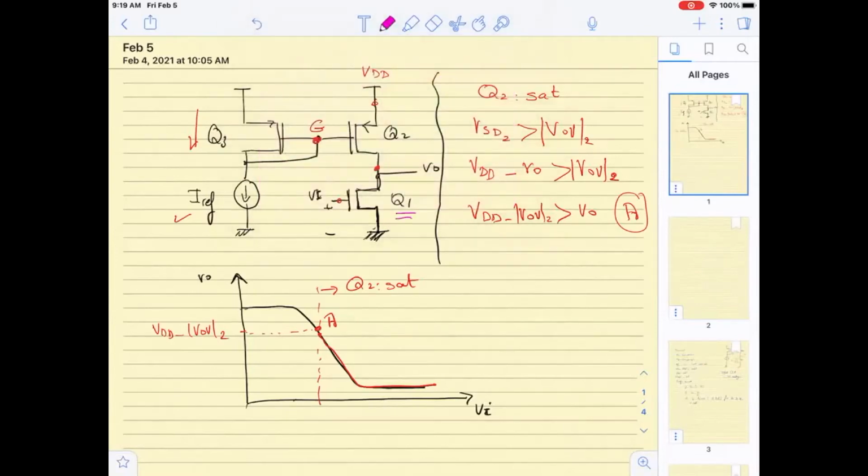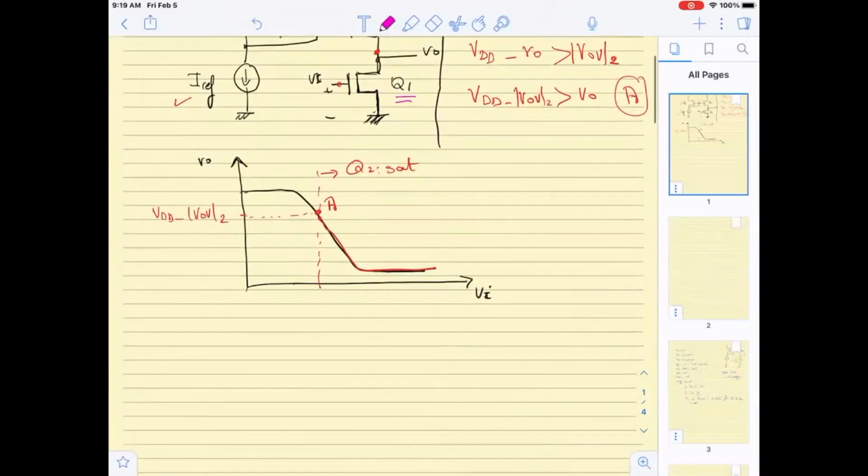Okay, so Q1 is going to go through multiple regions. The first condition is very clear. If Vn is less than Vtn, the device is going to be off. So this is Vtn, before this point the device will be off.